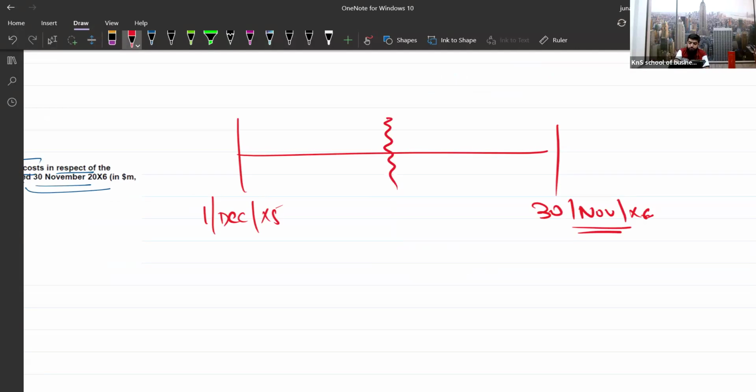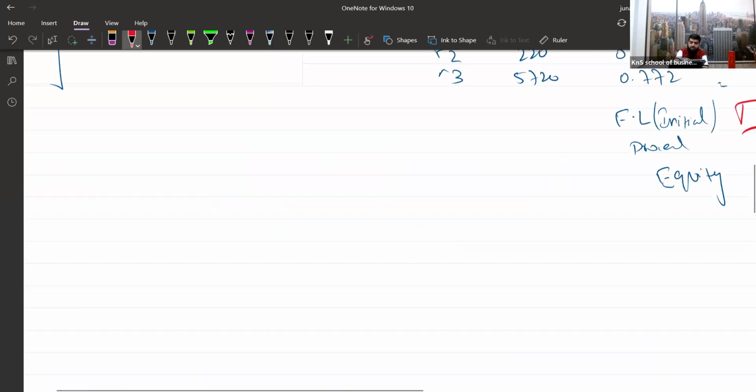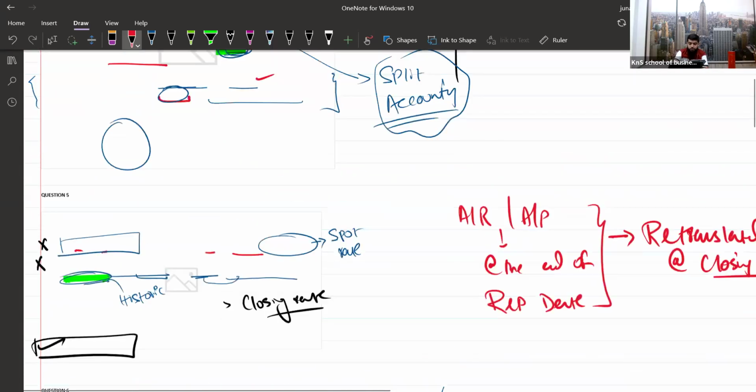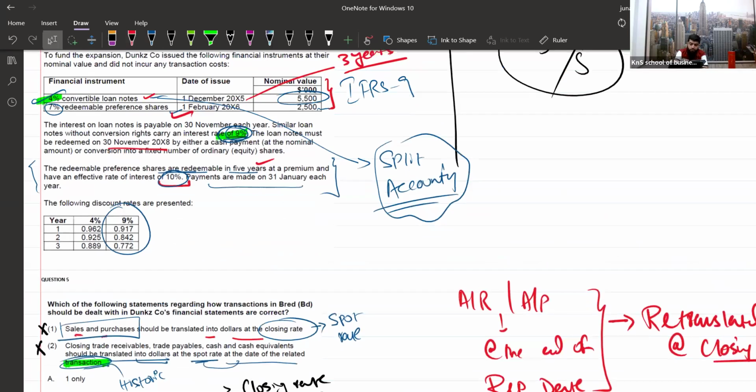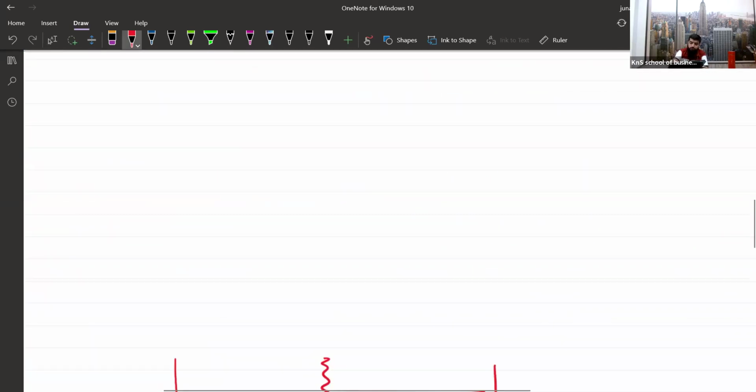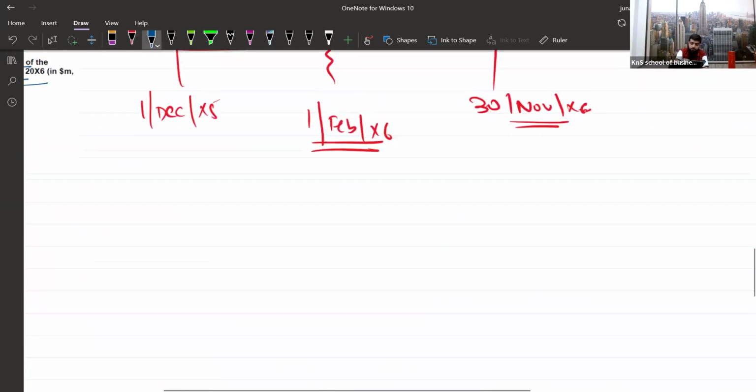Now, on 1st Feb 2006, the loan note was issued. There is no need to work out the whole amortized cost table. It's quite simple: on 1st Feb 2006, the preference shares were issued for $2,500, and the coupon rate and effective rate are also given in the question.